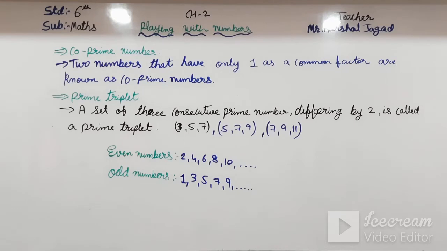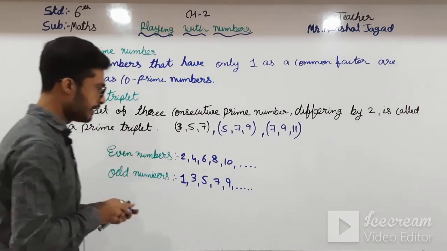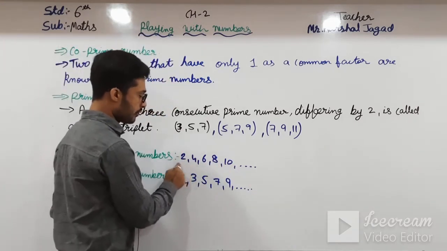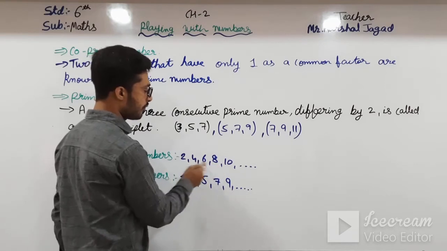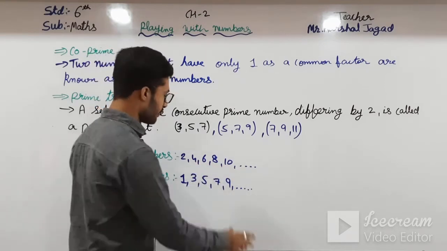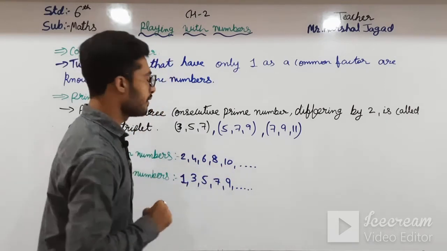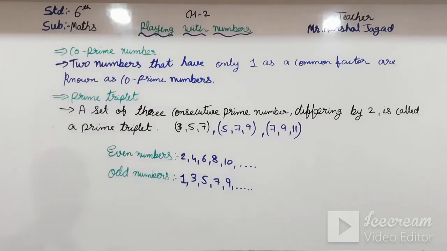In that you can see that all the even numbers are divisible by 2. See here, 2 2s are 4, 2 3s are 6, 2 4s are 8, 2 5s are 10. Okay students, but in odd numbers it is not possible.